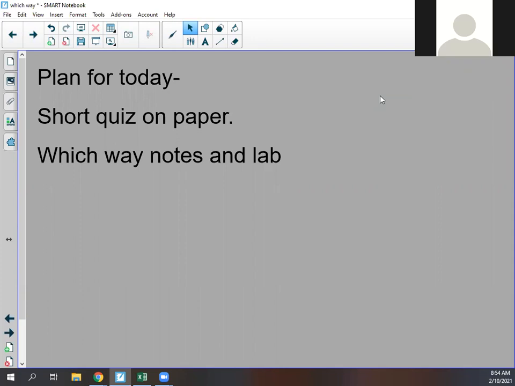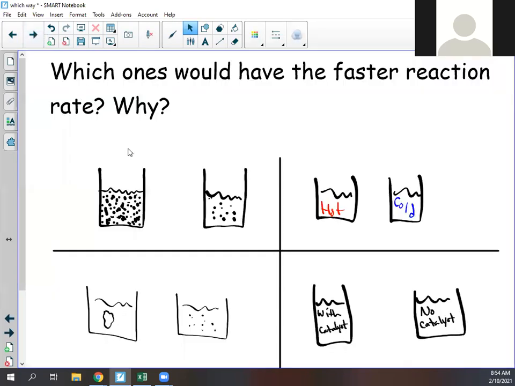Right, Odessa? All right. So on your piece of paper, you need to draw these four pictures. Then you're going to tell me which one would have the faster rate, and then you need to tell me why, for each of the four. These are the four factors that affect the reaction rate. You're going to circle which picture of each pair has the faster rate, and then you're going to tell me why. All right, ready to go. 5 minutes max.